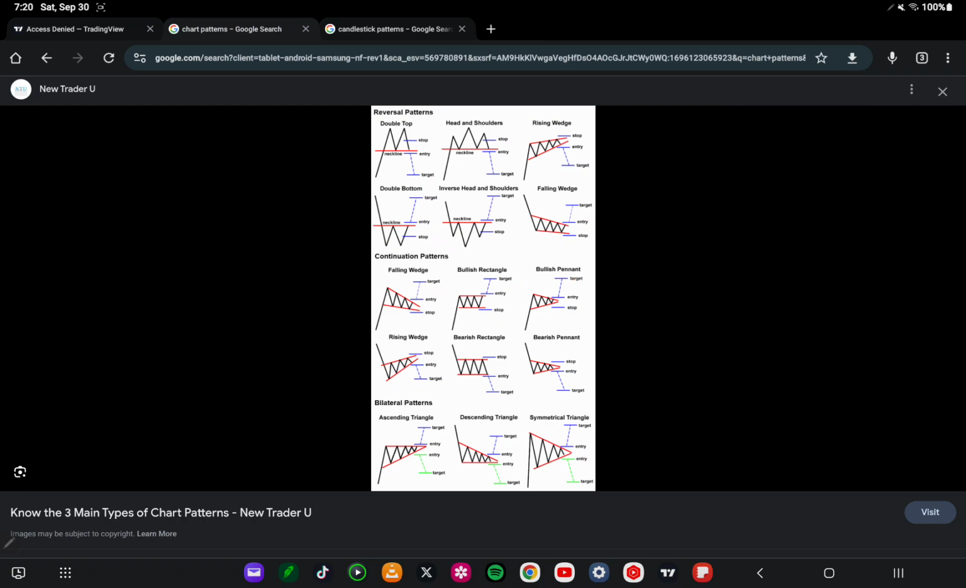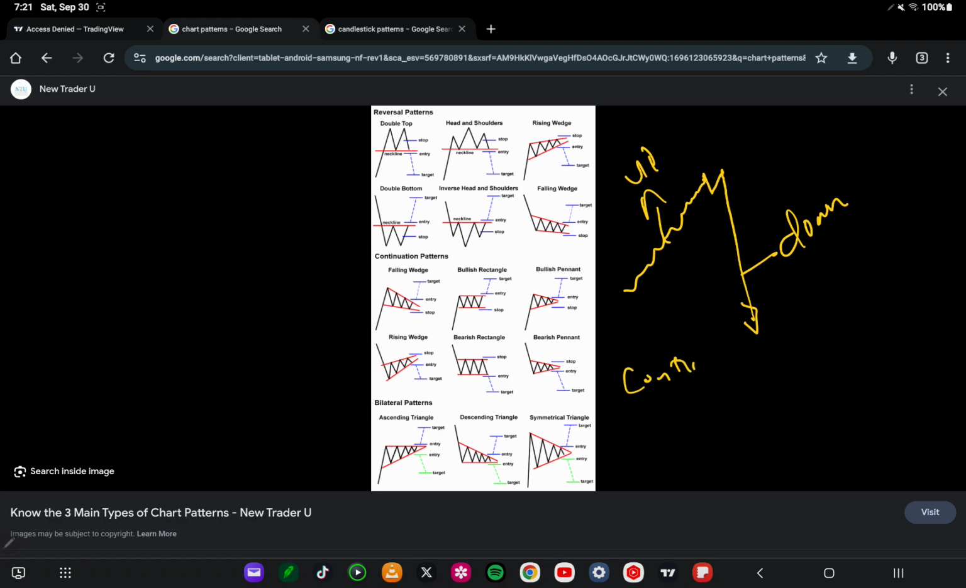I don't really use the bilateral patterns. I just use the reversal patterns and the continuation patterns, right? A reversal pattern is any pattern that shows that, let's say we are currently on an uptrend. Reversal meaning, what is the reverse of up? Downtrend. It's going to show us a pattern that we are now going to the downside. So basically that's a reversal pattern.